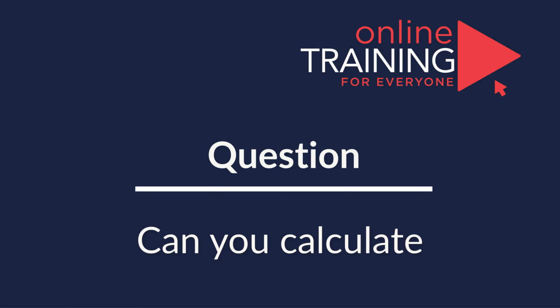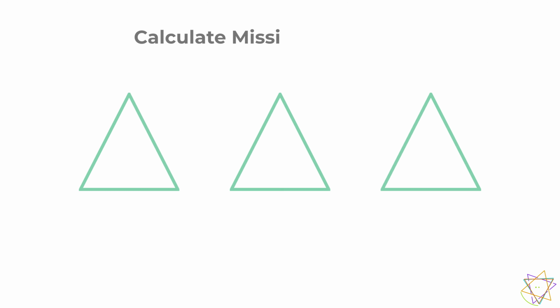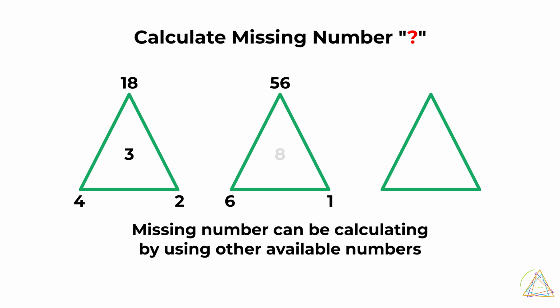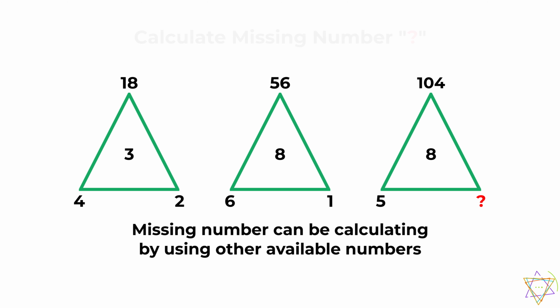Here's a very interesting question you frequently see on the test. You're presented with three triangles. Each of the corners of each triangle has numbers. For example, first triangle has number 18 on the top, numbers 4 and 2 at the bottom, and number 3 in the middle. Second triangle has numbers 56, 6 and 1, and number 8 in the middle. Third triangle has number 104 on the top, number 8 in the middle, number 5 in the bottom left corner, and one missing number in the bottom right corner.